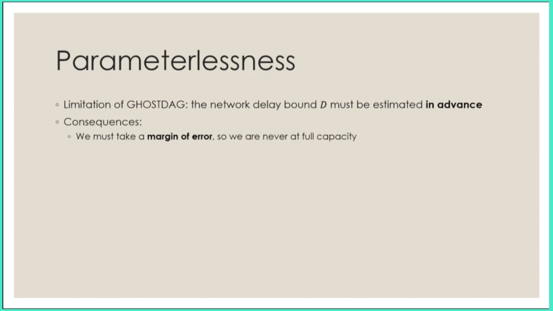So these are the consequences. One is that we must take a margin of error because it could be that the network conditions might deteriorate. So we can never run at full capacity. We can never be as efficient as possible, because we have to account for cases where there would be a deterioration, and D must be long enough so that the round trip time of the network is less than D at all times, at least for like 95% of the nodes or something.